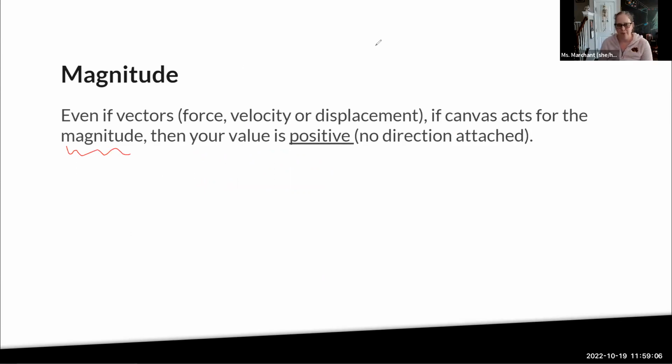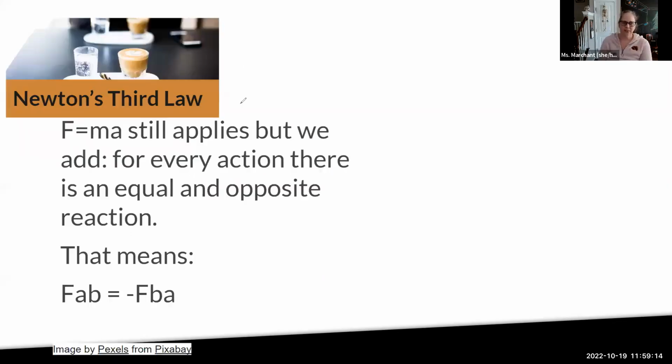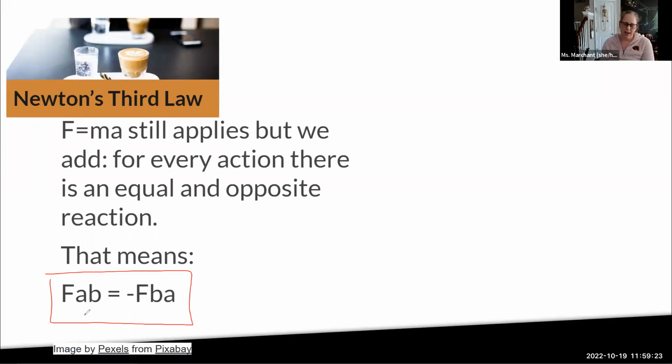So you want the absolute value of your force, your velocity, your acceleration, or your displacement. So Newton's third law, we've gone over that, but now we're going to give you the mathematical term. So here's the mathematical equation, and what that means is the force of object A on object B is equal and opposite to the force of object B on object A. So that's how you'd read off that sentence there.